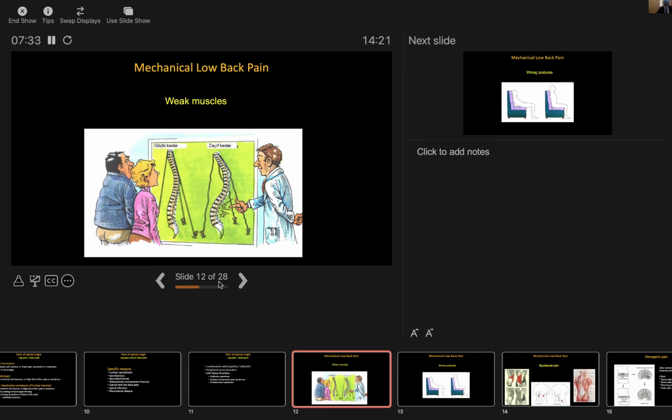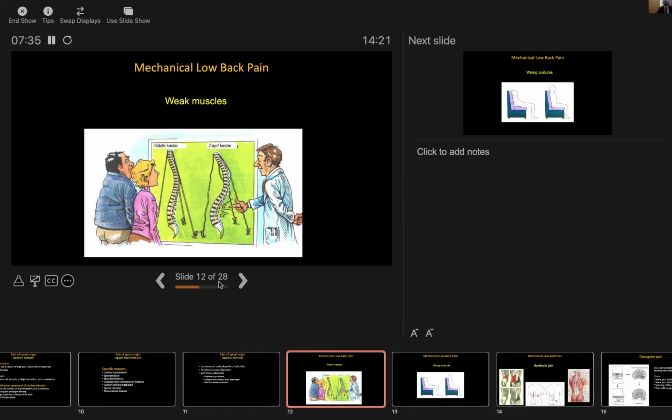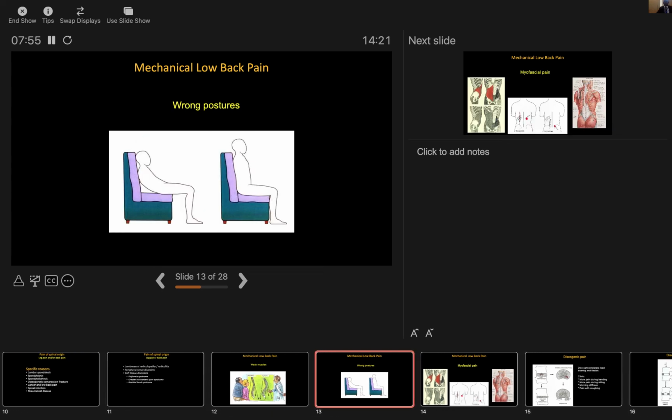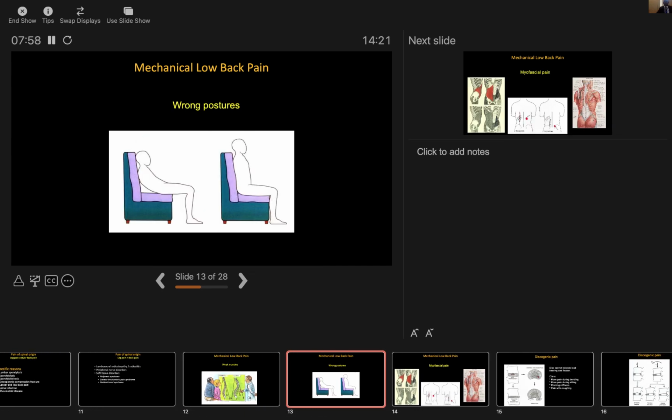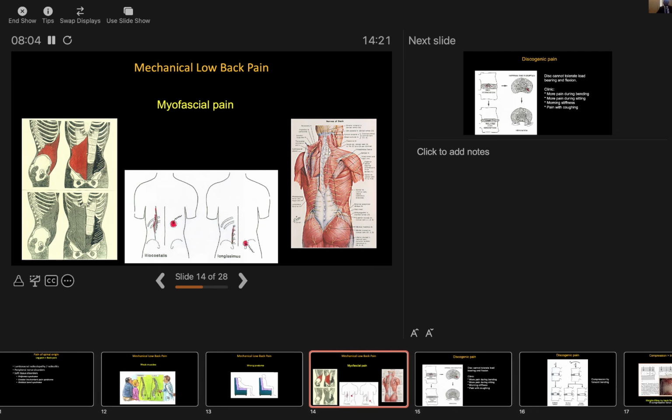Mechanical low back pain is generally related to poor muscles. For example, you see the ropes here, muscles have a tension to fix the spine, but here muscles have no attaching function to the spine to the pelvis. And wrong postures, wrong sitting postures, which are very common in the modern age, are a reason for low back pain.